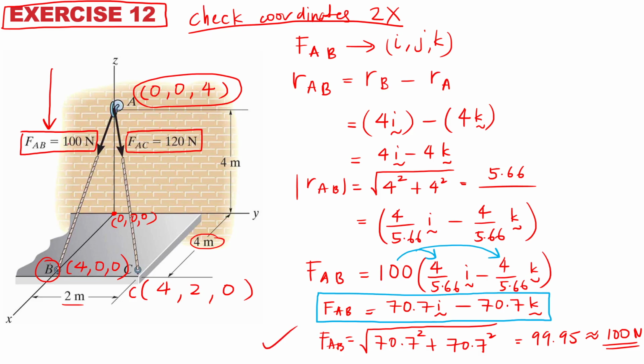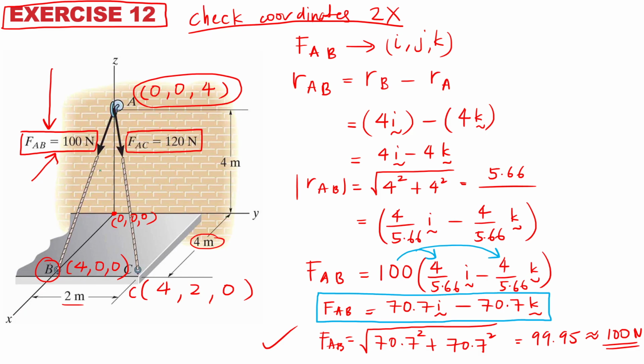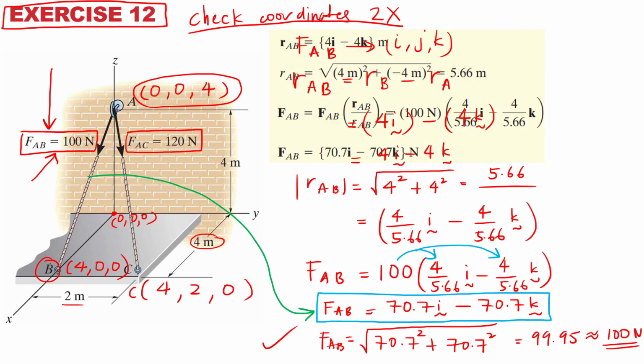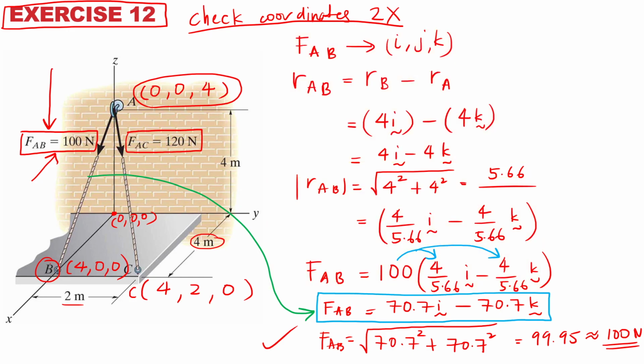So you can represent FAB with this thing. This cable, you can represent with this one. So now you can check the answer. 70.7 i minus 70.7 k is FAB. So do the same thing for the next one, which is FAC. I believe you would get the same answer. So you can try it out.